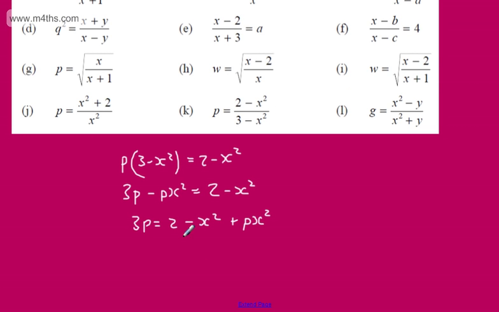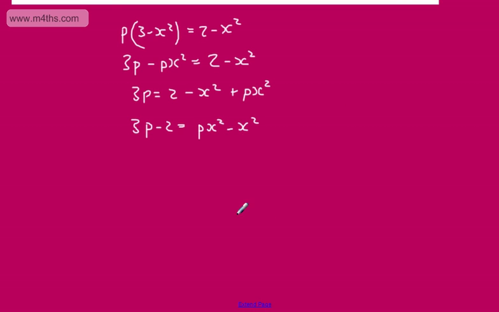I'm now going to subtract 2 from both sides, 3p minus 2, and just rewriting this, we're going to have px squared minus x squared. I'm going to factor out the x squared, so we've got 3p minus 2 is equal to x squared, and then we're going to have p minus 1. We divide through by the content of a bracket. 3p minus 2 over p minus 1 is equal to x squared.